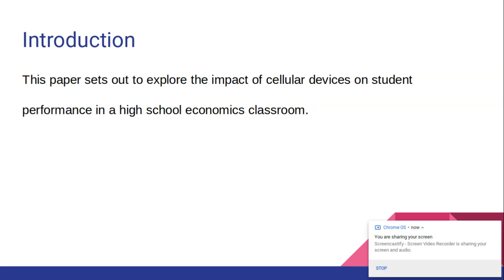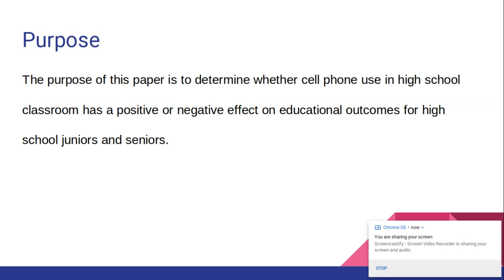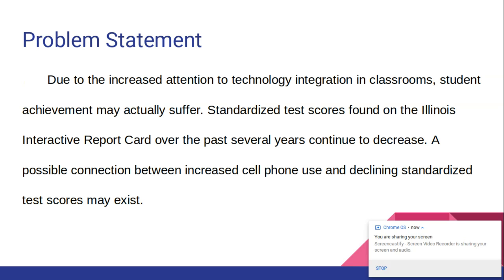Introduction. This paper sets out to explore the impact of cellular devices on student performance in a high school economics classroom. The purpose of this paper is to determine whether cell phone use in high school classroom has a positive or negative effect on educational outcomes for high school juniors and seniors.